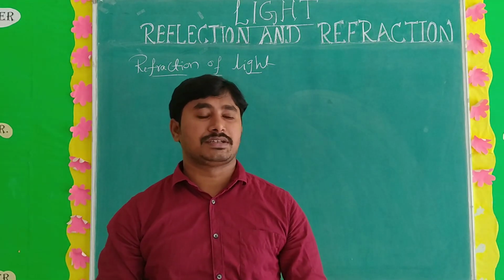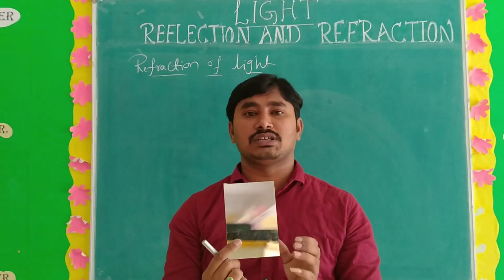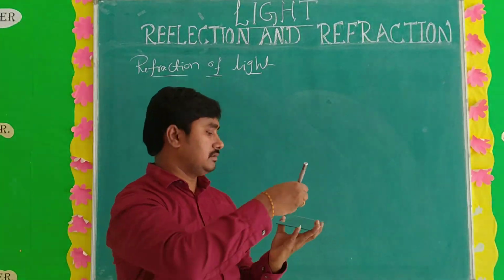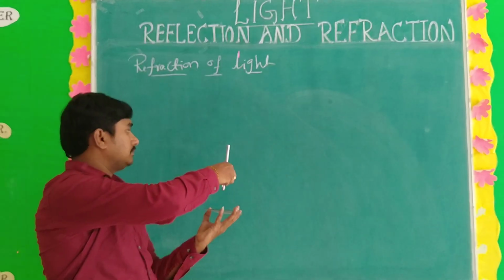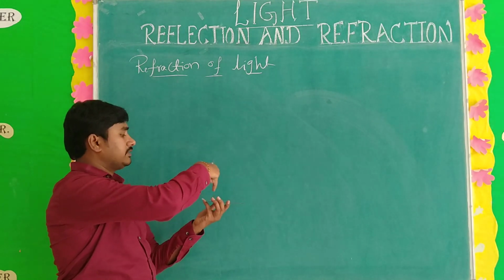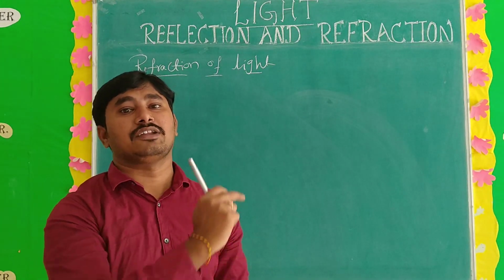Reflection means, you know very well, take any smooth surface with a silver coating on the back side. When a light ray falls on it, what will happen? It reflects. Okay, incident and reflected here. So when the light ray falls on the smooth surface, what will happen? It reflects. So that is the reflection of light.